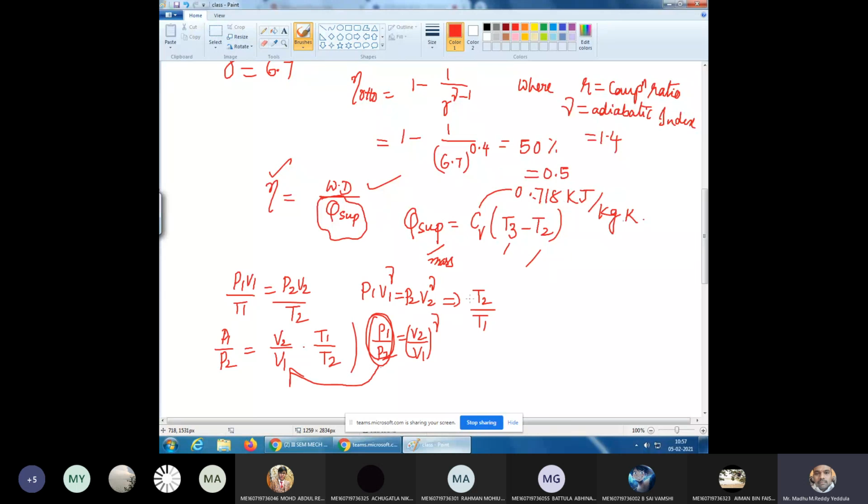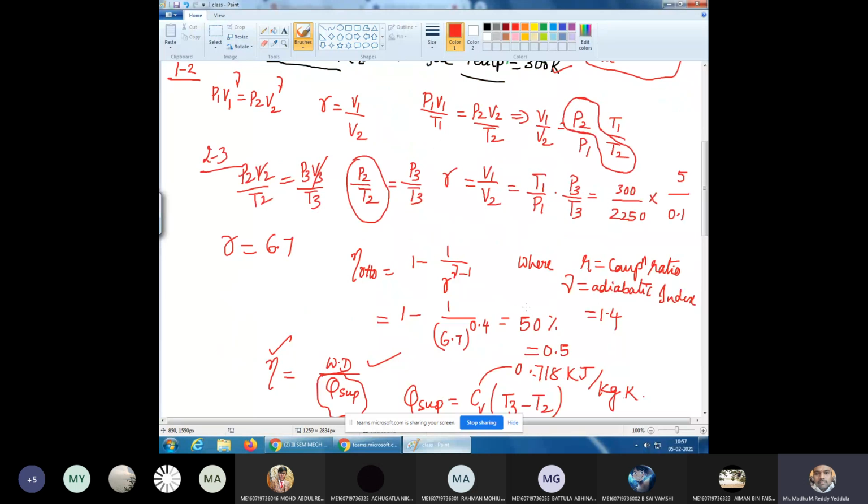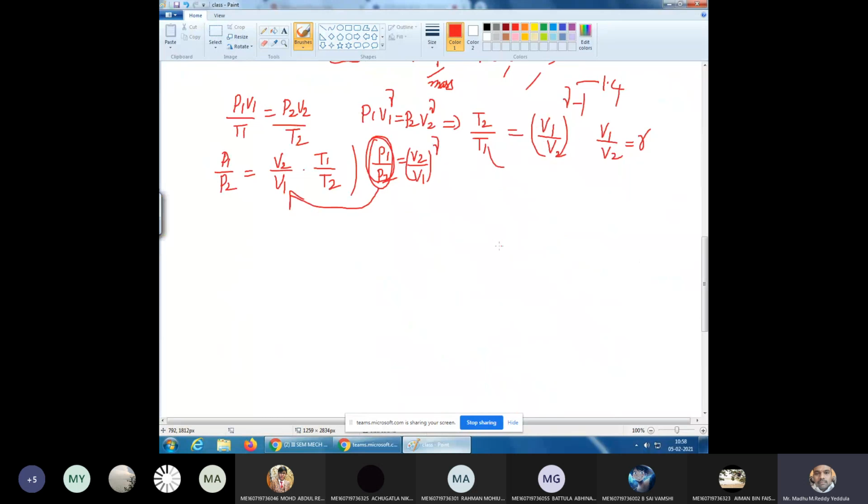Then substitute this P1 by P2 value in the other equation. Therefore you will get the relation between temperature and volume. After substituting and simplifying, you will get T2 by T1 equals V1 by V2 whole power gamma minus 1. What is V1 by V2? It is nothing but the compression ratio. We already have this value. Gamma equals 1.4, and T1 is also given. The value of T1 is 300 Kelvin.